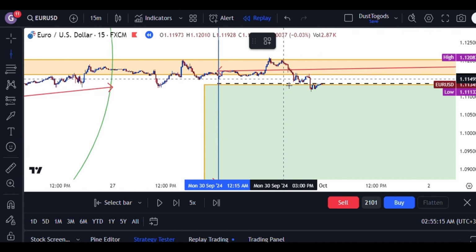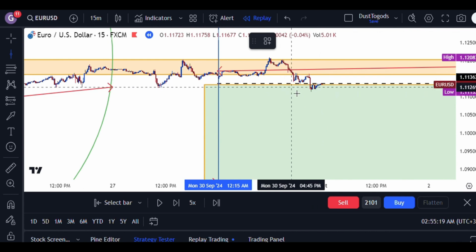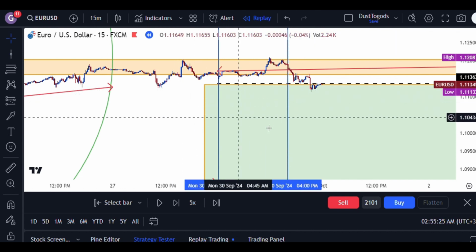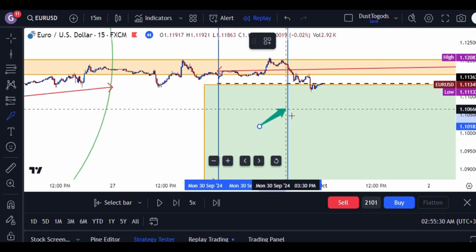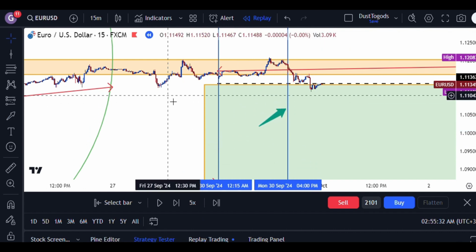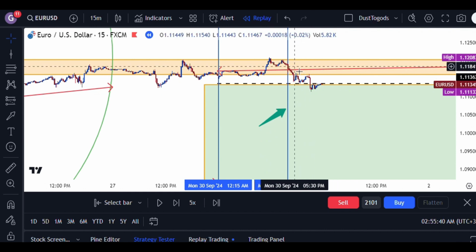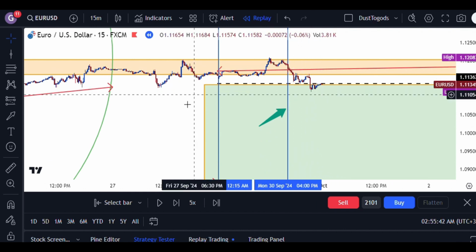But for me, I'll be waiting for the New York session. The New York session in my country begins around 4 p.m., so 4 is around this point here if I use my vertical line. So the New York session begins around here. Now that is a Monday.